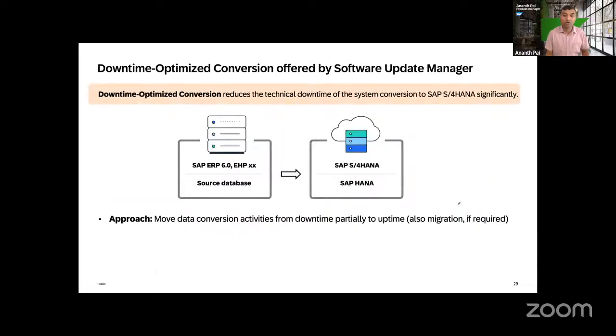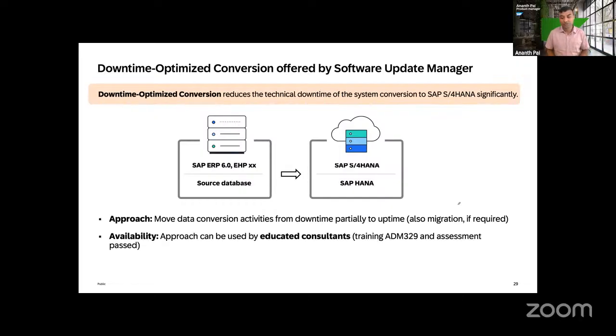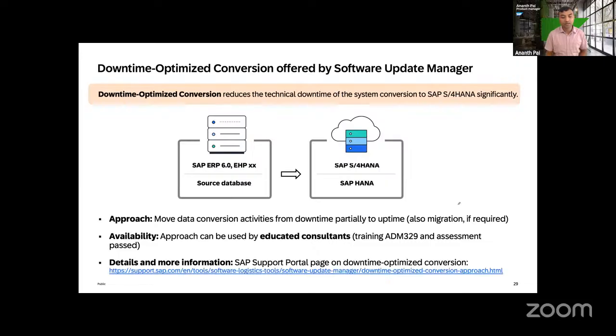Now, who can do this, or what are the prerequisites for using the downtime optimized conversion as an option for doing your system conversion from ERP 6.0 to S/4HANA? You would have to go through the training of ADM329 and clear the assessment of it. Once you have done that, you can raise an OSS message sharing your credential links so that you can get a password to use the downtime optimized conversion as an option for doing the system conversion for your ERP 6.0 to S/4HANA. The reason we are doing this is there is a lot of complexity that comes into play. So the person who is performing these activities has to understand what you mean by a hard freeze, and what you mean by a soft freeze.